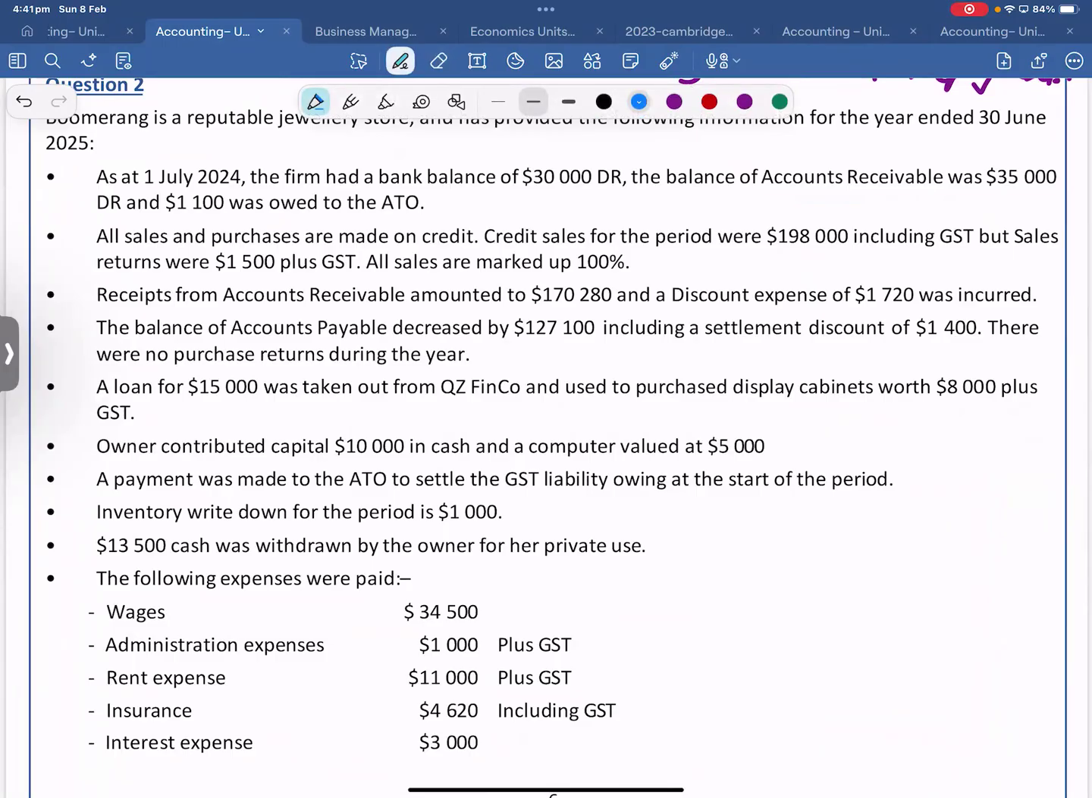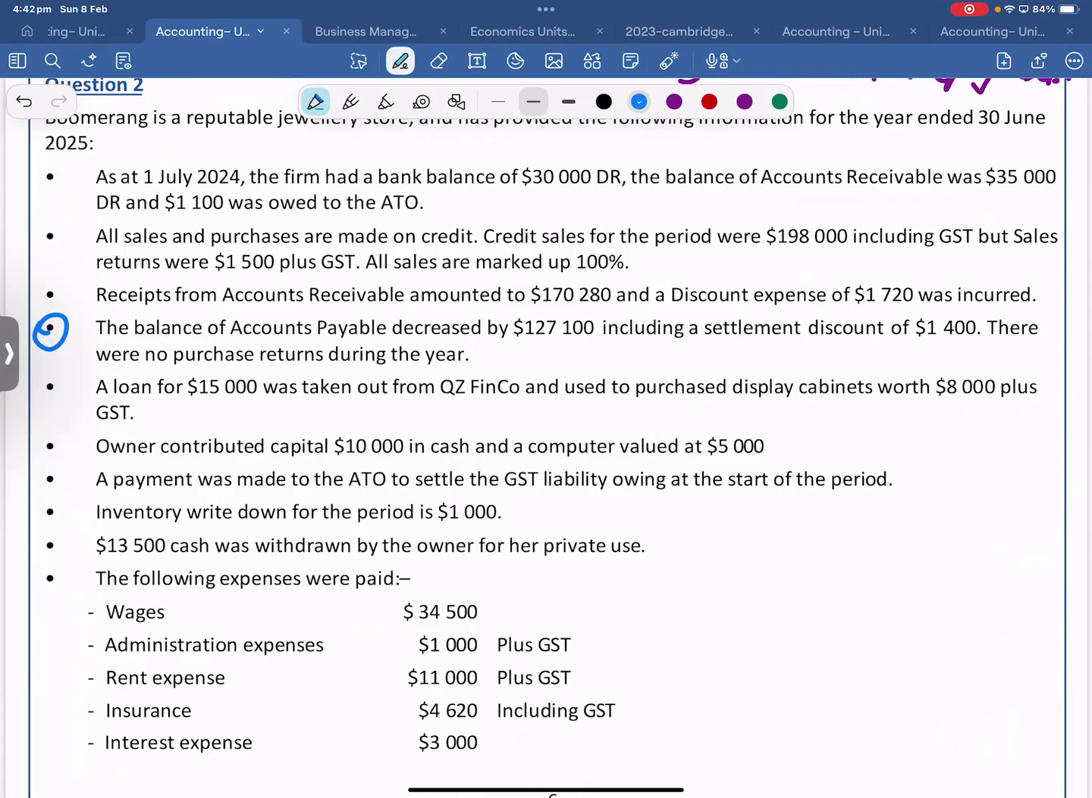Right. So during the year, the fourth bullet point, please read. Accounts payable decreased by 127,100, including a settlement discount of 1,400. So that means, guys, how much has been paid to accounts payable? And also there were no purchase returns during the year. So how much was the cash paid to accounts payable?